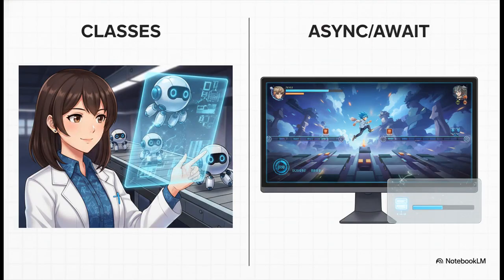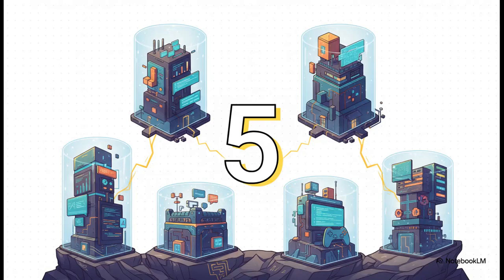Now, as you start building these projects, you're going to run into a couple of more advanced ideas. I just want to give you a quick heads up. You'll see things like classes, which are basically blueprints for creating lots of similar objects. Super useful for games. And you'll see async await, which is just a really clean way to handle things that take time, like getting data from the internet, so your app doesn't freeze. Don't stress about mastering them yet. Just know they're coming.